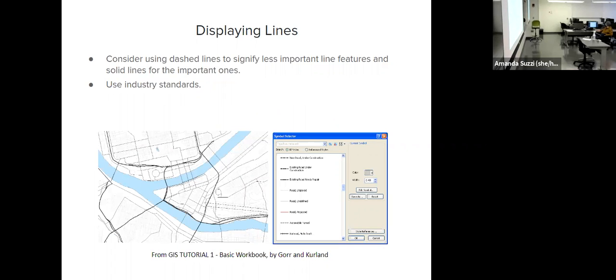You can also use dashed lines for less important features. And there are some industry standards. When you're in the symbology, this is an old picture, holy moly. Here's some as a sidebar. And you'll see there are things for different road types. There's railroads, there's interstates. Use industry standards.